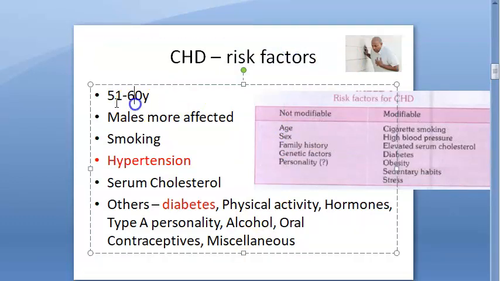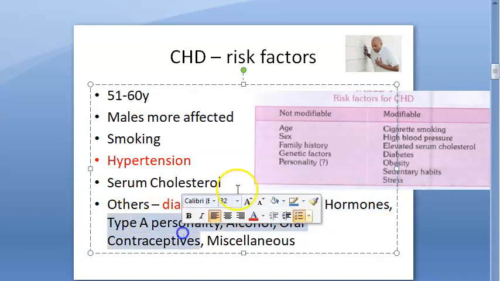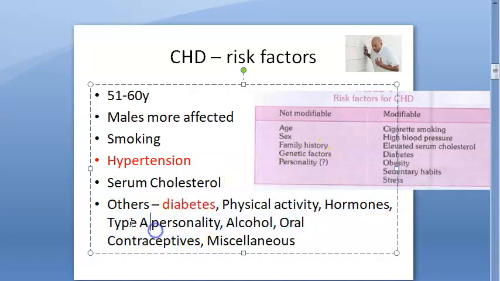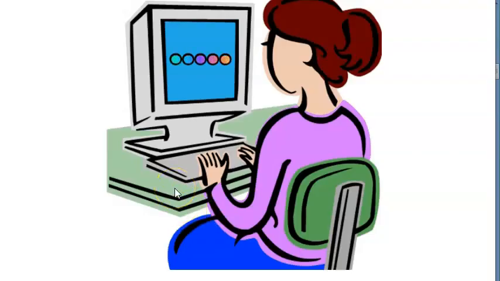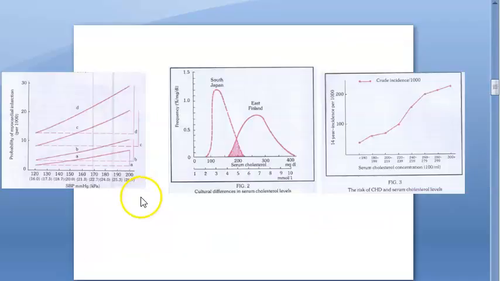So risk factors, they are saying 51 to 60 years of age, males are more affected. Smokers, people who have hypertension, high serum cholesterol, other things like diabetes, physical activity being low, hormones, type A personality. This is what they said, no, personality is not modifiable. Interesting. Alcohol, oral contraceptives and other conditions. Let's remove miscellaneous. Okay, so this much. So you got the risk factors for coronary heart disease. You have to divide it as modifiable and non-modifiable. Okay. So let's move on.